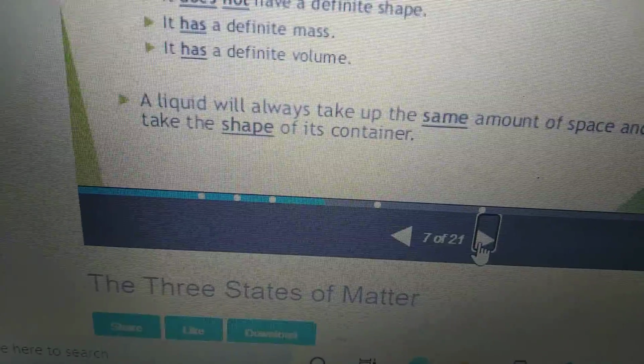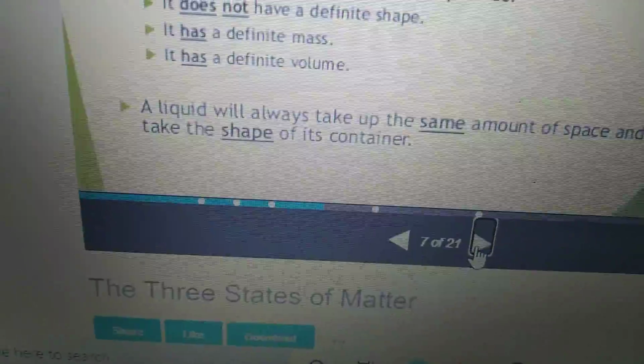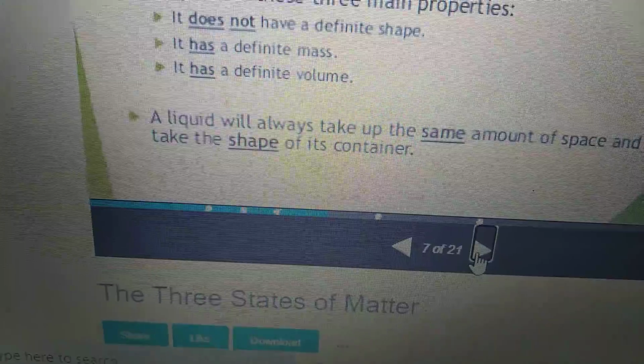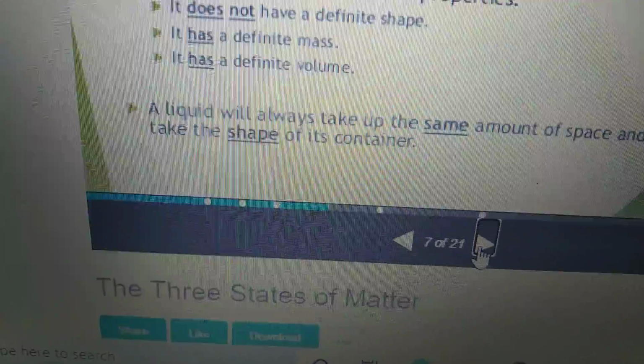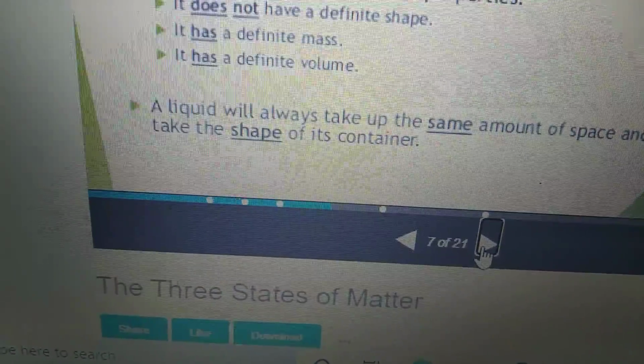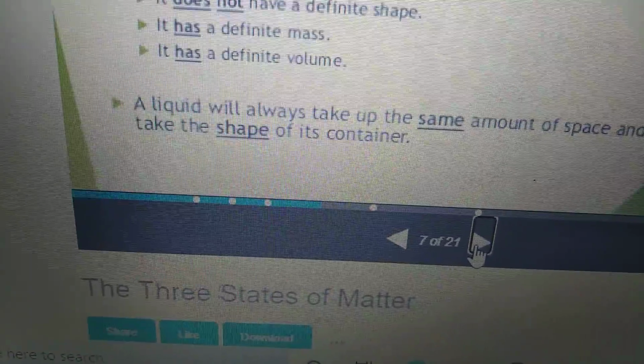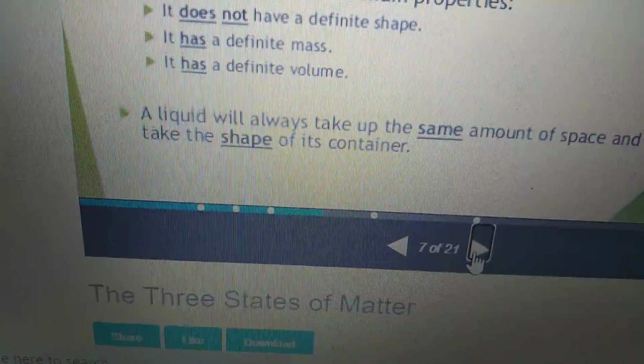What is the arrangement of molecules here? Somewhat weaker than the solids because they are loosely packed. Here loosely packed. In solids they are very strong, they are tightly packed. Next, coming to the gases.